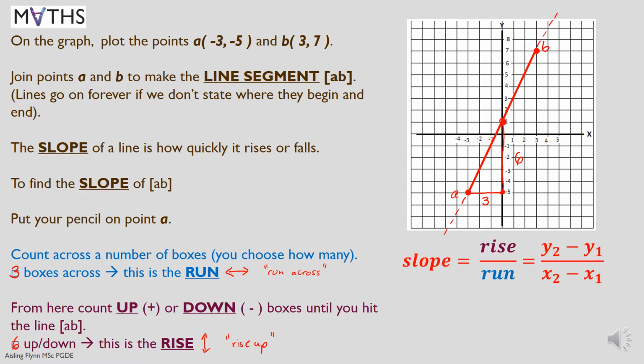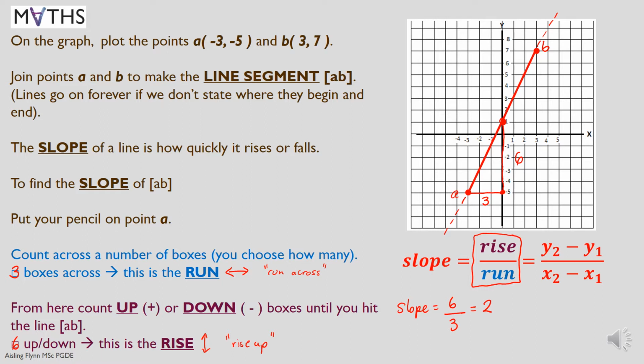And now we're going to calculate the slope. So we're going to use the relationship between the run across and the rise up, rise over run, to calculate slope. Okay, so our slope is going to be rise, which was 6, over run, which was 3, and 6 divided by 3 is 2. So our line here, AB, has a slope of 2.